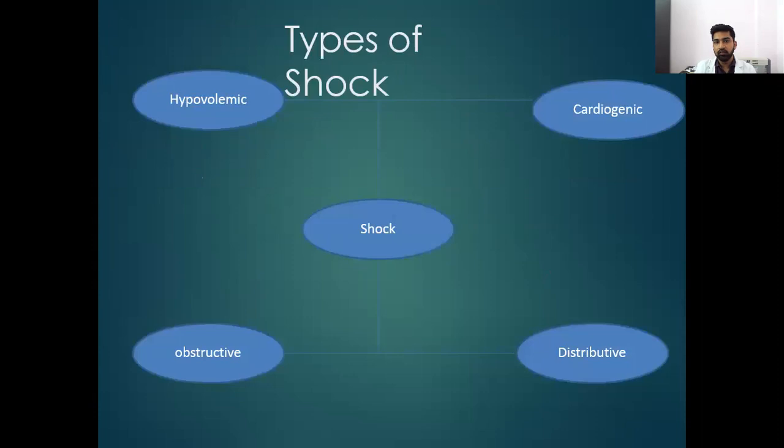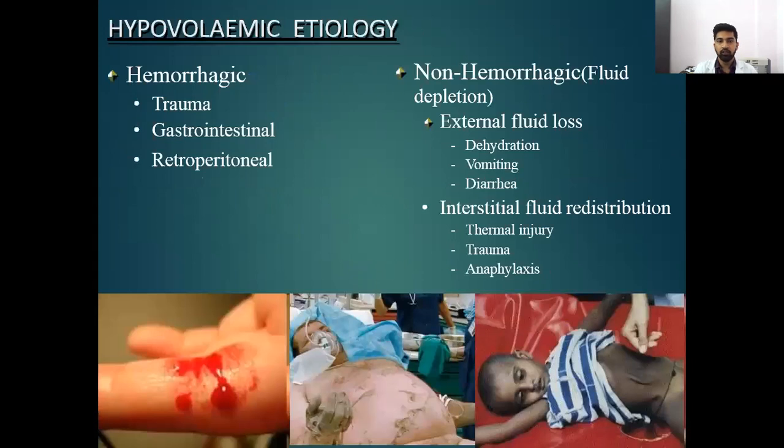Types of shock. There are basically four types: hypovolemic, cardiogenic, obstructive, and distributive. First we'll move on to hypovolemic shock. What is hypovolemia? Loss of blood. That is known as hypovolemia, a state in which you develop shock due to the loss of blood. Hemorrhagic type: trauma, such as accidents, RTA, or any war situation.